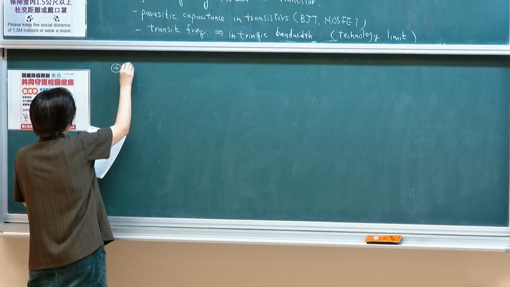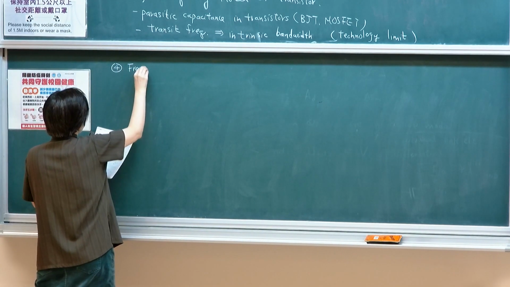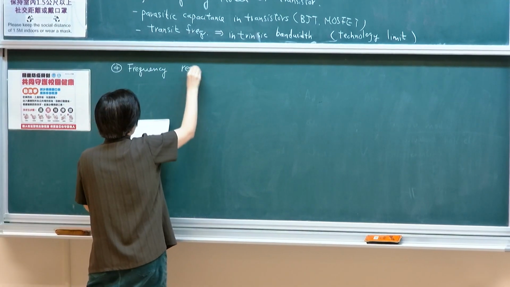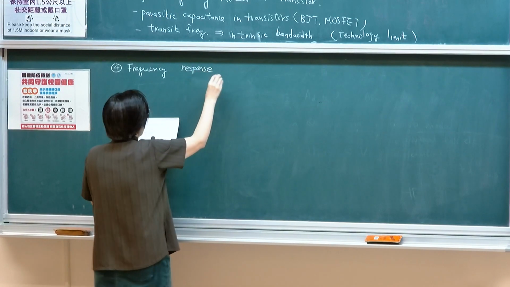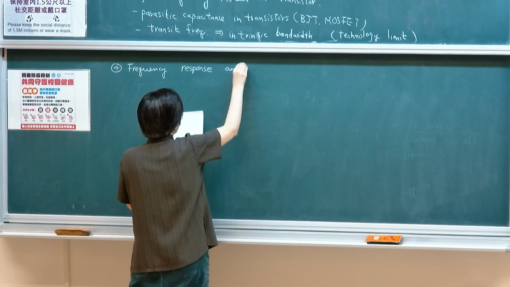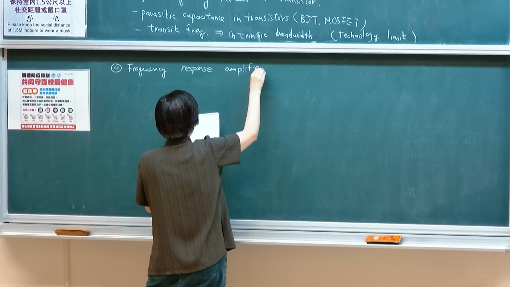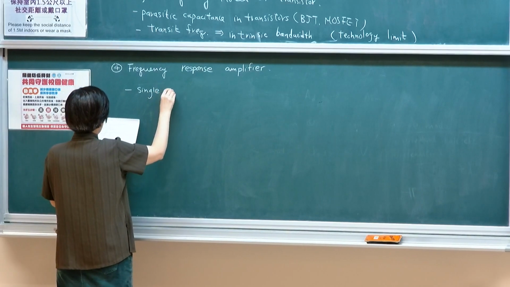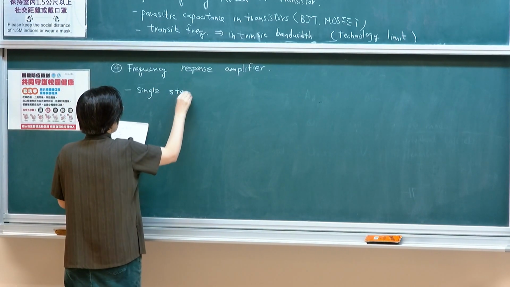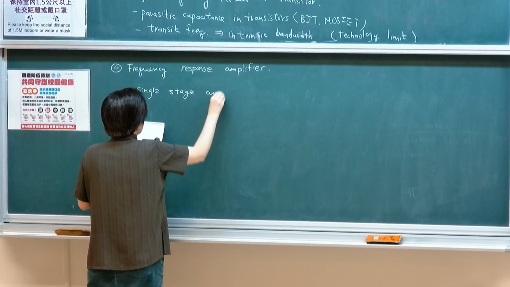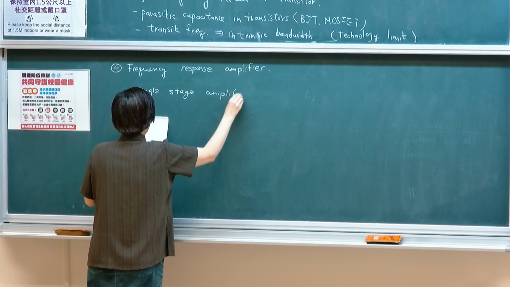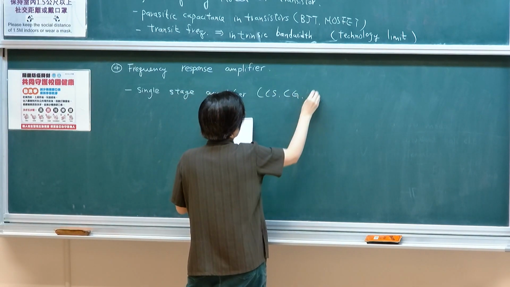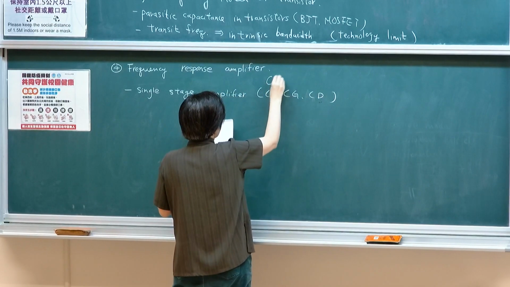Then fourthly, of course, we're going to talk about the frequency response of circuits. I don't think we're going to go into too complicated structures. We're going to limit ourselves to single-stage amplifiers and probably some little discussion on differential pairs. So we're going to talk about the single-stage amplifier: CS, CG, CD. Of course, you can do the bipolar version.